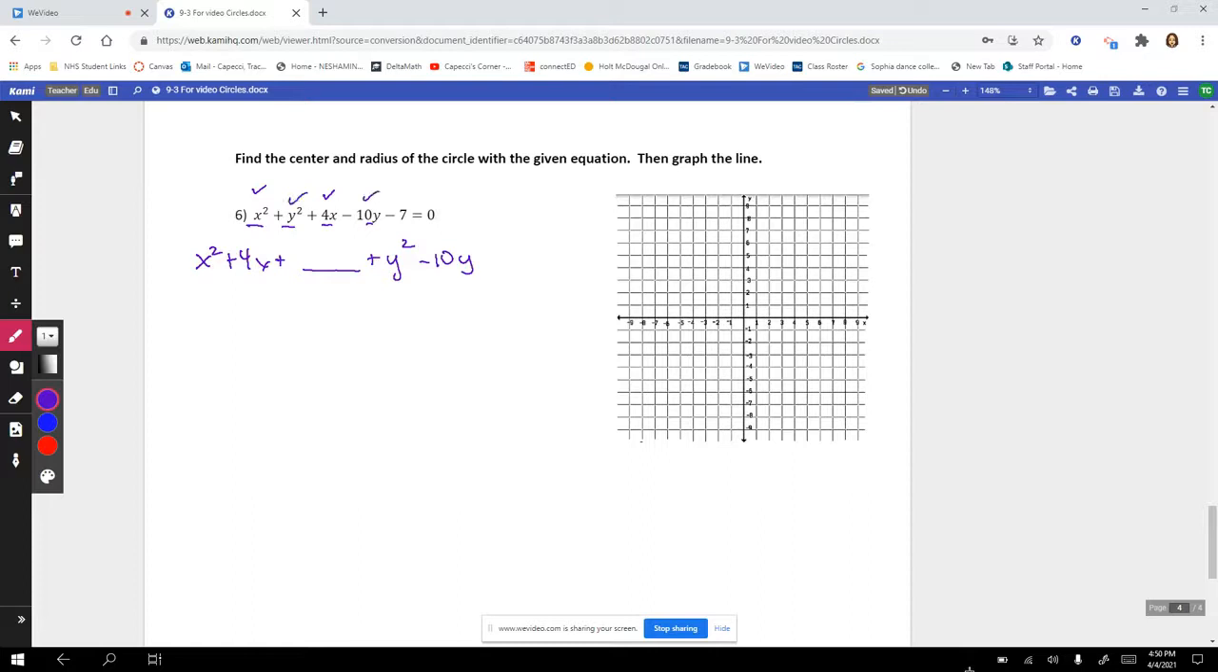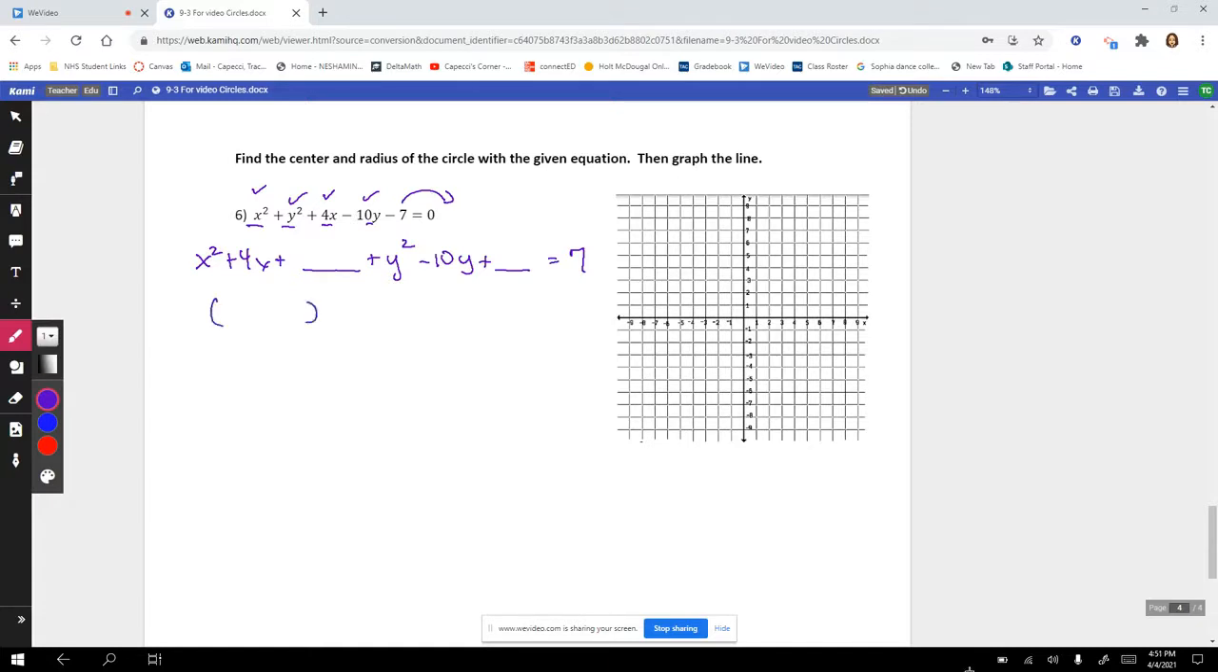So I've used this and this. And this -7, I know I need that for the other side. So I'm going to add 7 to both sides and get that. Oh, I forgot I need a spot here. So let's add that here. So when I use the completing the square, I'm okay.